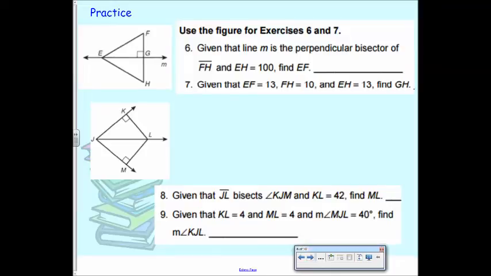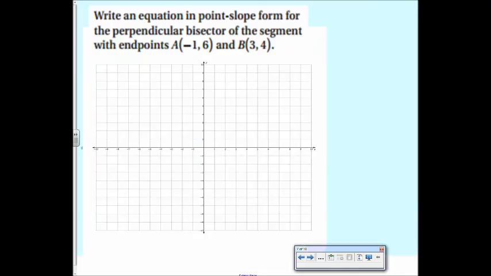Okay, now that you've done some of those practice problems, we're going to move on. And what we're going to do next is we're going to try to find the equation of a line that is a perpendicular bisector. So this problem says write an equation in point-slope form. Just as a reminder, point-slope form is y minus y1 equals m times x minus x1, where m is the slope and y1 and x1 are the points that I'm using. So any point on the line I plug in for y1 and x1.